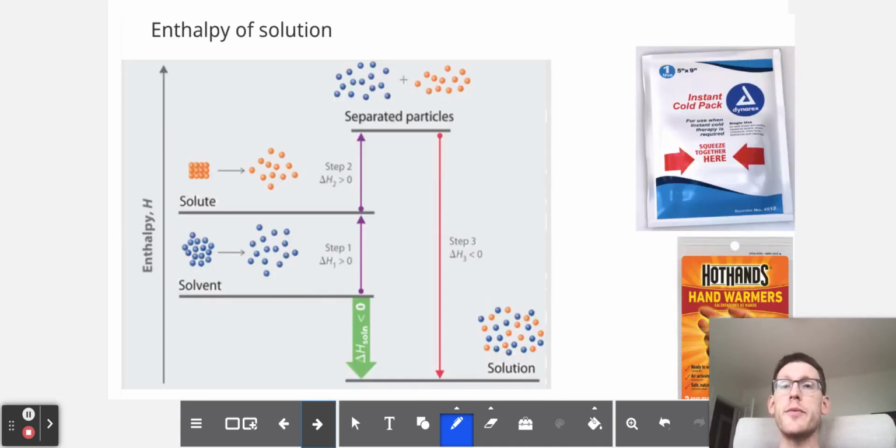Next, we have enthalpy of solution. When something dissolves, it may release heat or absorb heat. Every dissolution process involves two endothermic and one exothermic process, and the magnitude of each of these processes will determine whether the overall dissolution process is endo or exothermic. The solvent particles and solute particles must separate in an endothermic process, but when the two come together and form IMFs, the formation of attractive forces is an exothermic process.